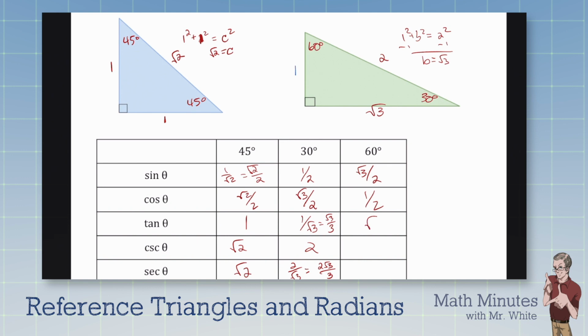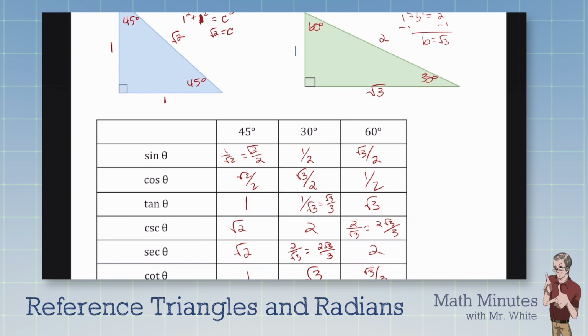Tangent will simply be flipped over. And then this will be 2 over radical 3, which is 2 radical 3 over 3. And then this would be 2. Again, I got all that from this, our reference. These are called reference triangles.